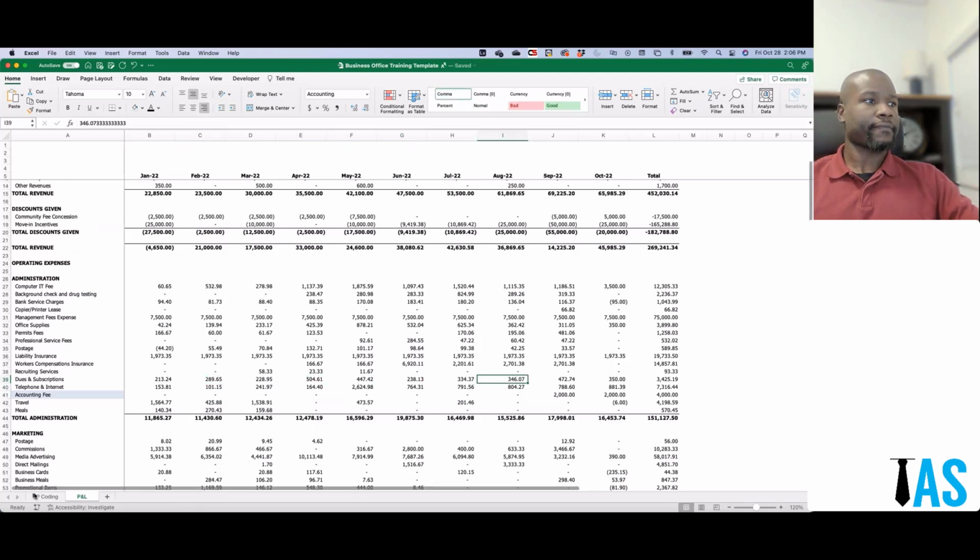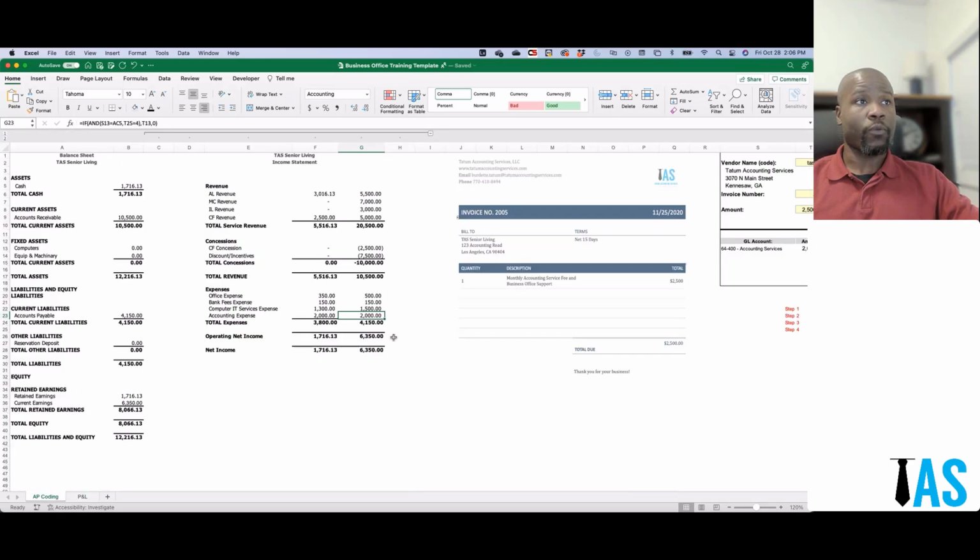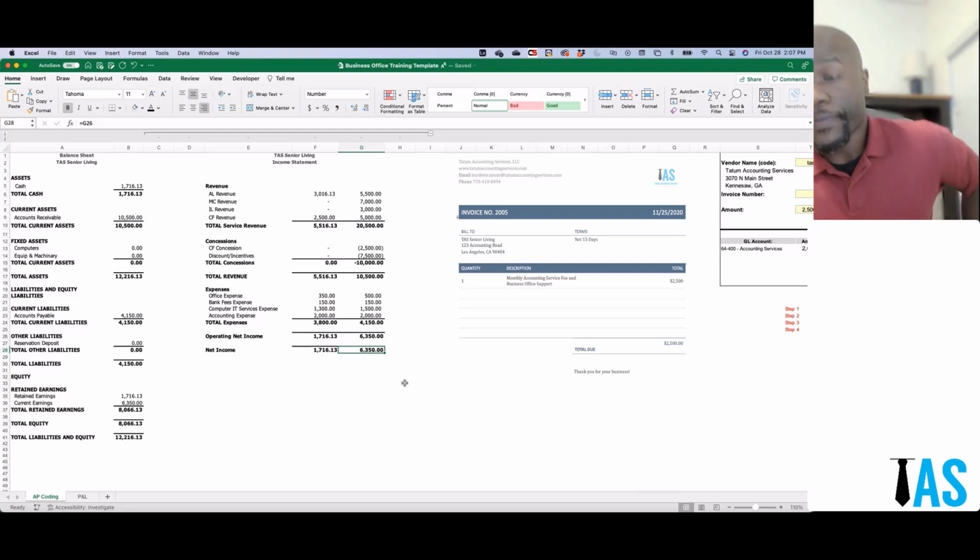All right, now understand though, there are items that will come through AP that won't show up on our P&L, which means they won't impact our net income, but they're definitely cash that has to come out of our bank account. So it's still an expense in terms of it's still something that we have to pay for, and something that we need to put attention on.